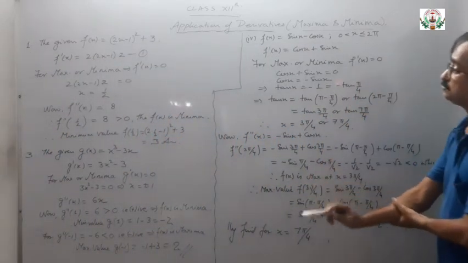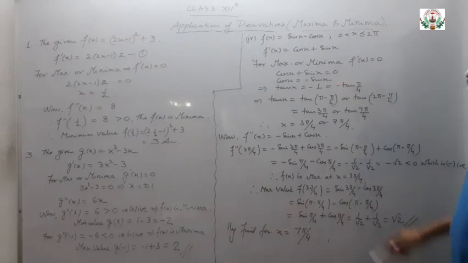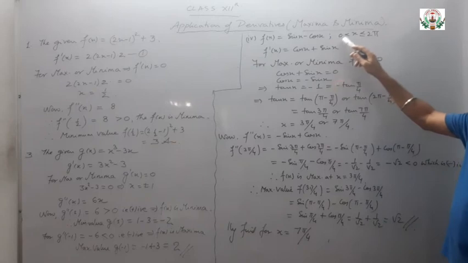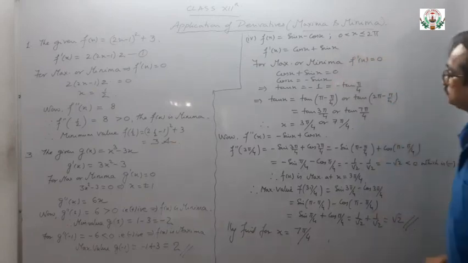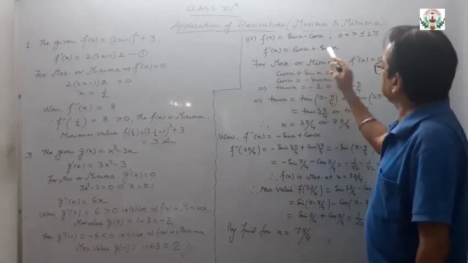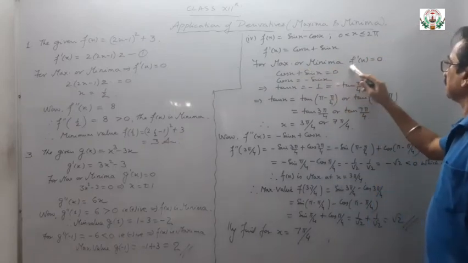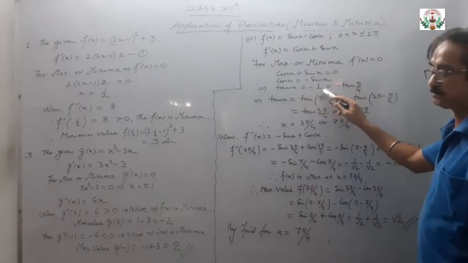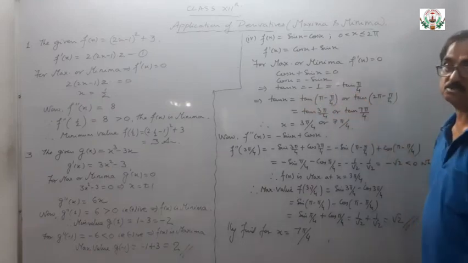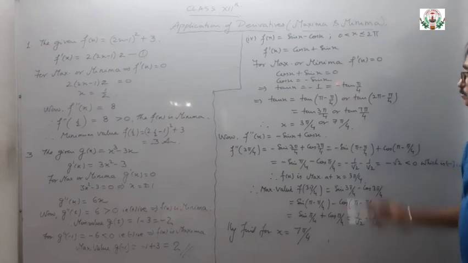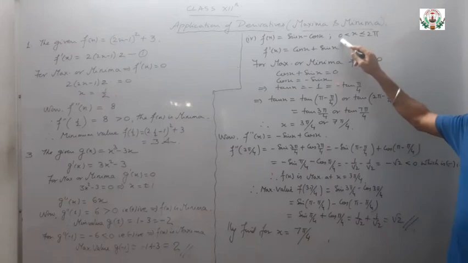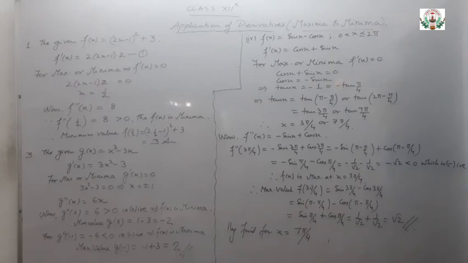Question number 4, the third question's fourth one. F of x equals sin x minus cos x, where x lies between 0 and 2 pi. F dash x is cos x plus sin x. For maximum or minimum, we equate f dash x to 0, giving tan x equals minus 1. So it can be written as minus tan 45 degrees, but we want a positive angle, greater than 0. So tan of 180 minus theta, as you know in class 11, is minus tan theta.